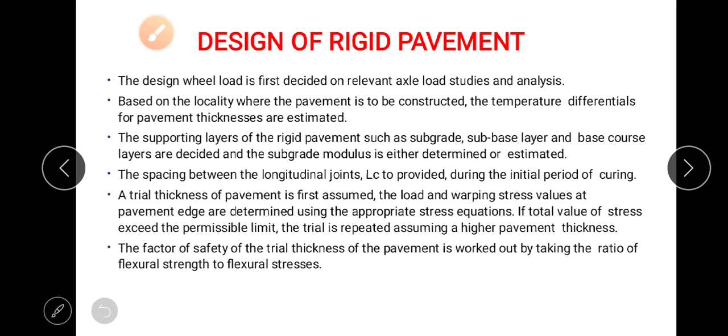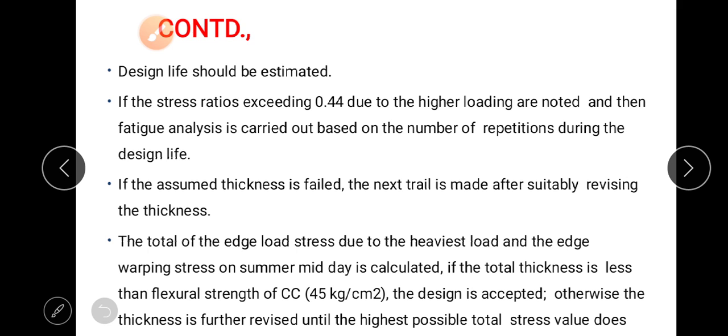That's why trial thicknesses are made, and then ultimately the final thickness is to be found out so that the stress developed due to the load application, inclusive of both wheel load stress and temperature stress, will become well within the permissible values as stated by IRC. The factor of safety of the trial thickness of the pavement is worked out by taking the ratio of flexural strength to the flexural stresses. Design life should also be estimated.